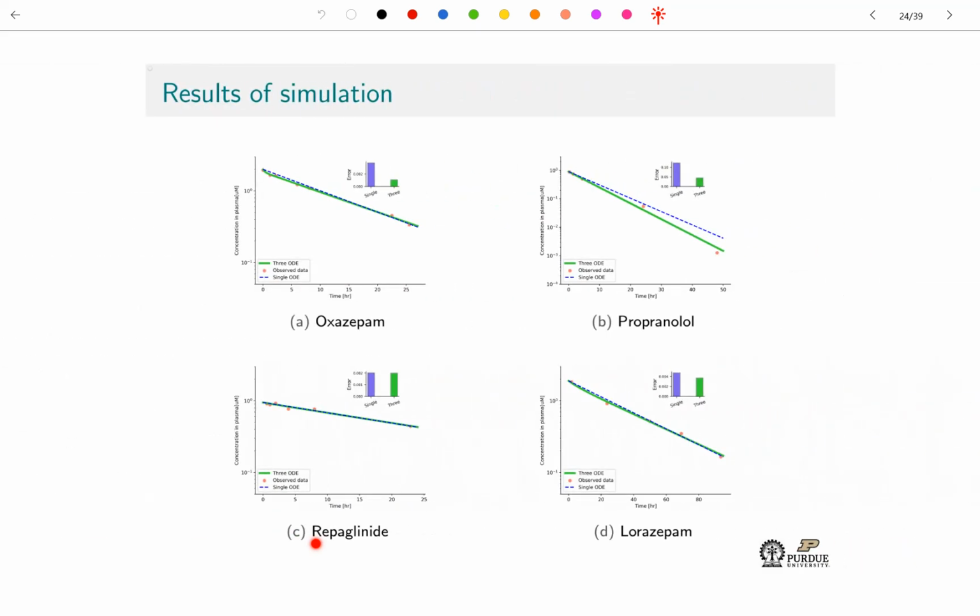Some of the results: four of the drug simulations are shown here. The dashed line indicates the single ODE model, the green bold line indicates the 3 compartment model, and the orange dots are the observed data. The error of both models is shown here. We can see that the error in the 3 compartment model is reduced and it fits more closely to the observed data points. We are also getting a better clearance value compared to the existing conventional model.